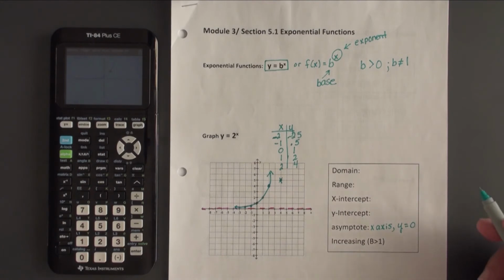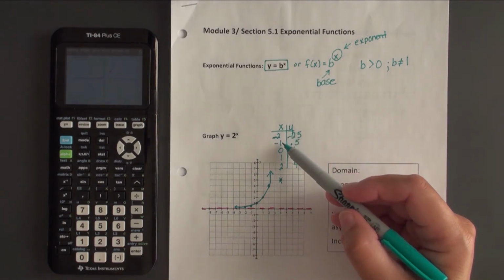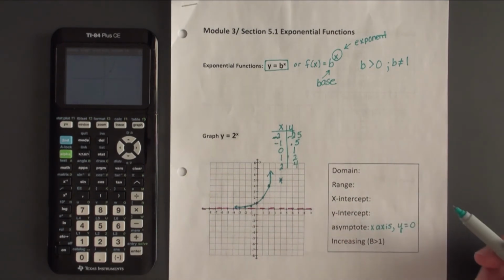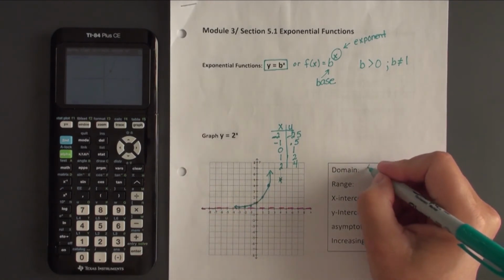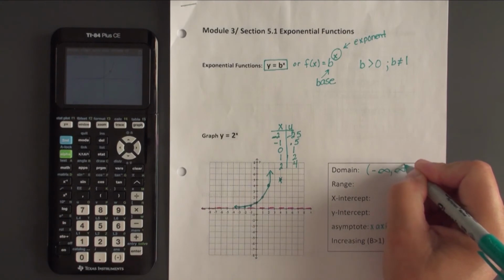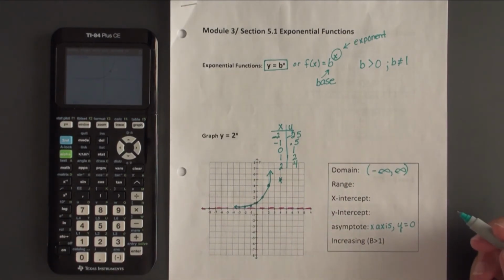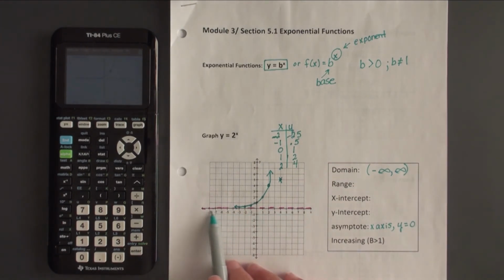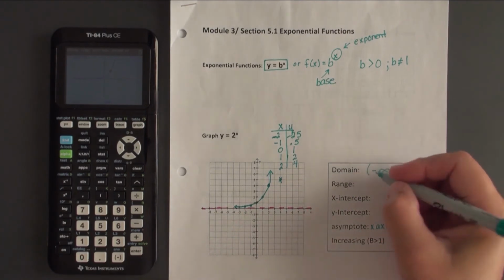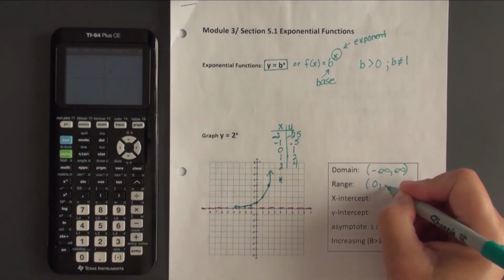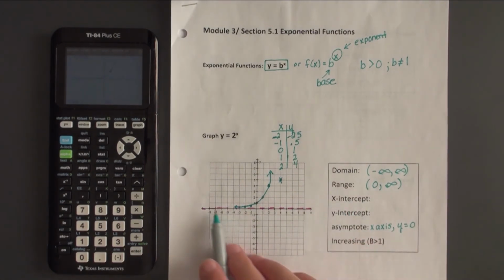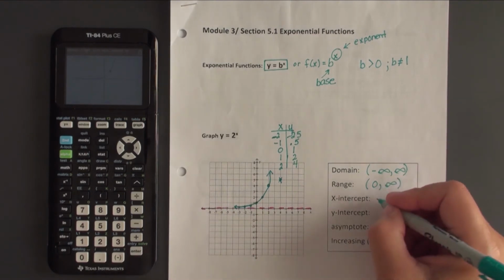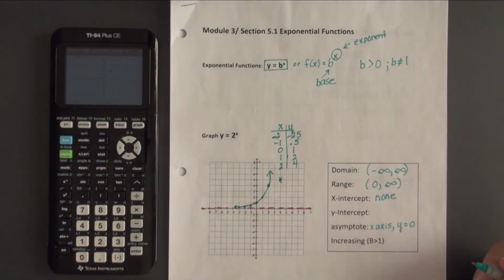Now let's talk about our domain. We used negative numbers, we used 0, and we used positive numbers for x. And we have arrows on both ends of that graph. So our domain is -infinity to infinity. Our range is lowest to highest. And remember, I said it does not go below the line y equals 0. So our range is from 0 to infinity. Because we do not cross the x-axis, there is not an x-intercept.